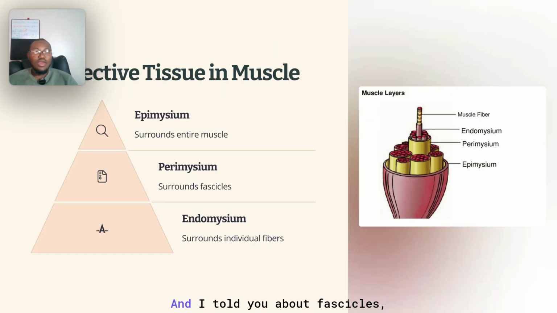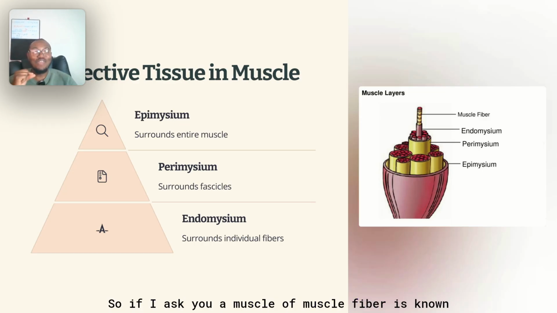Very, very important. And I told you about fascicles, correct? So I told you that if you look at this diagram, what are you seeing? You will see this is muscle fiber. You see a bundle of muscle fiber. You see different muscle fiber bundles. Each of these bundles is called what? Fascicle. Fascicle. So if I ask you, a bundle of muscle fiber is known as what?